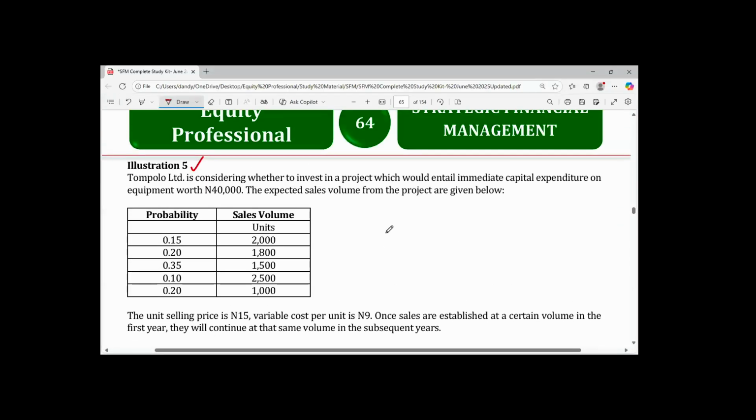Yes, I need one of you to read illustration number 5. Tonkpolo Limited. Who is helping us?